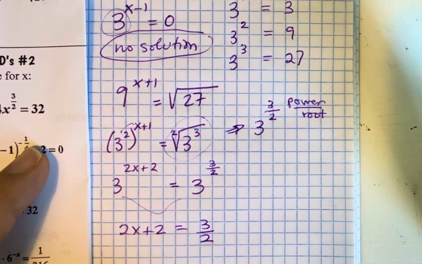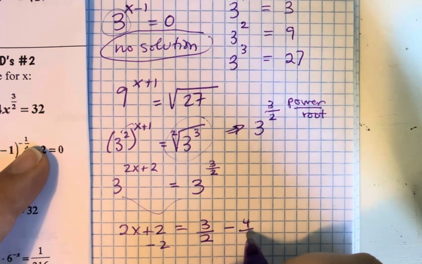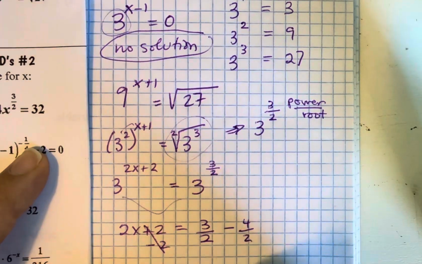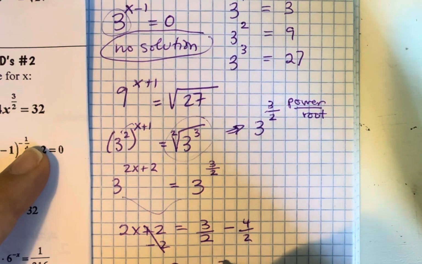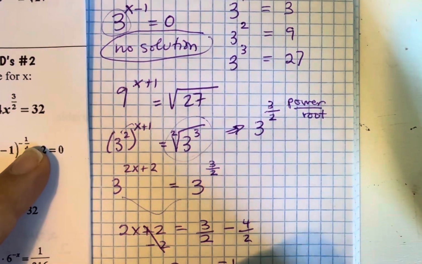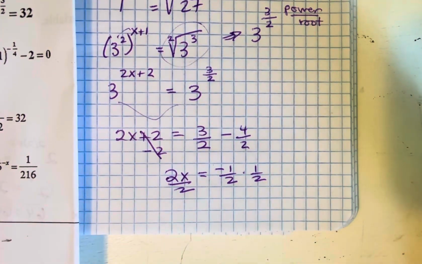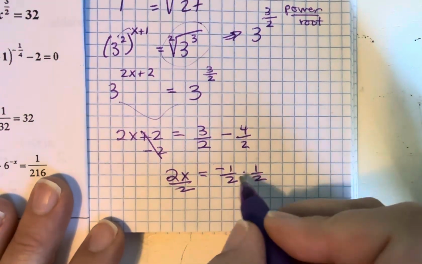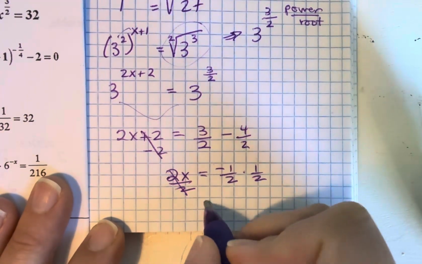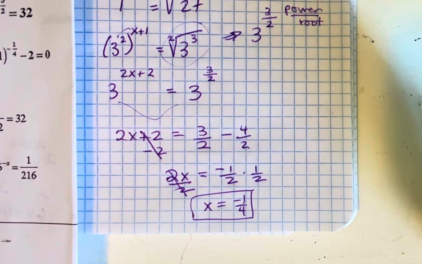So here I've got 3 halves. I'm going to subtract 2 here. I'm going to call it 4 halves just to make things a little bit easier for myself. I'm going to have 2x equals negative 1/2. Divide by 2, again, multiplying by 1/2 and dividing by 2. Oops, I think we ran out of space. Multiplying by 1/2 and dividing by 2 means the same thing. I don't want to have a complex fraction here, so I'm choosing to multiply by 1/2. So x equals negative 1/4 is our answer for this one, okay?